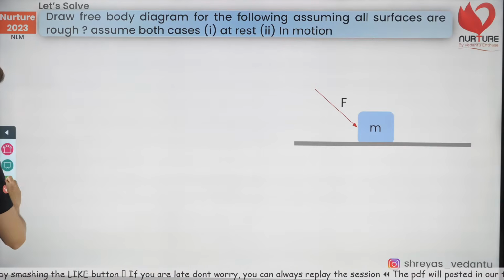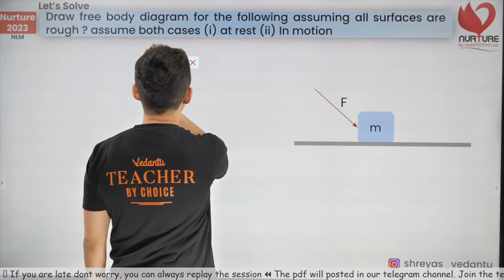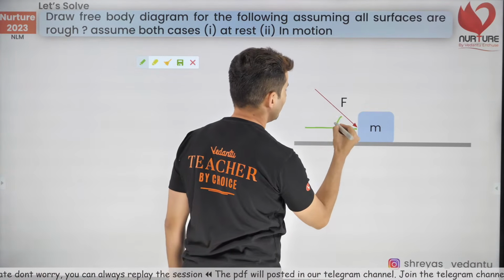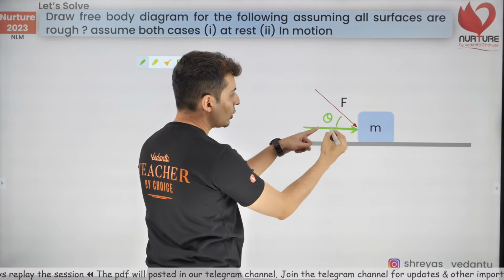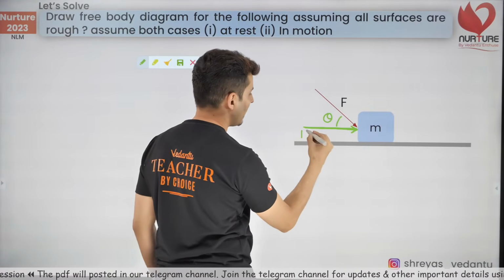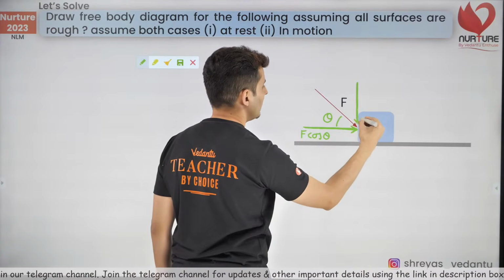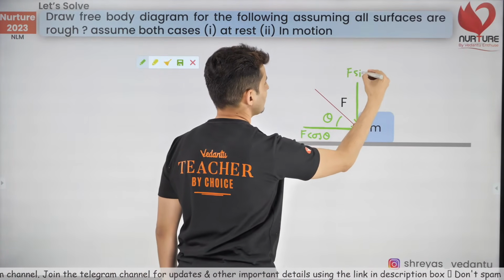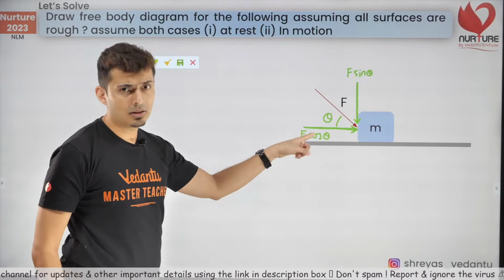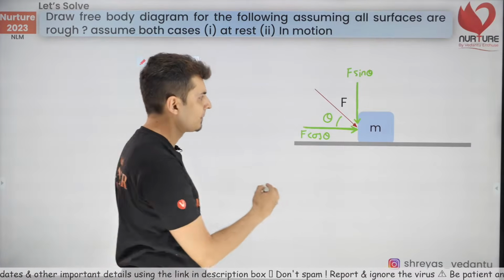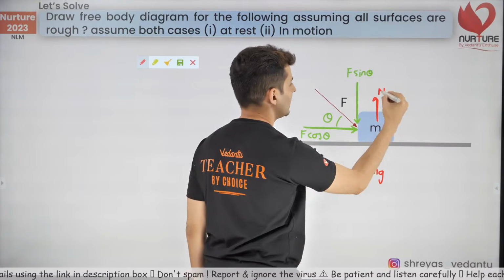First of all, the forces acting on the object are this force, and probably it is acting at an angle. So let's say I will mark this as theta. This force will have two components. This closer one will be F cos theta. And another component down like this will be F sin theta. So you can forget the main force and replace it with the two components. Next there will be mg down here, and obviously a normal force up here.